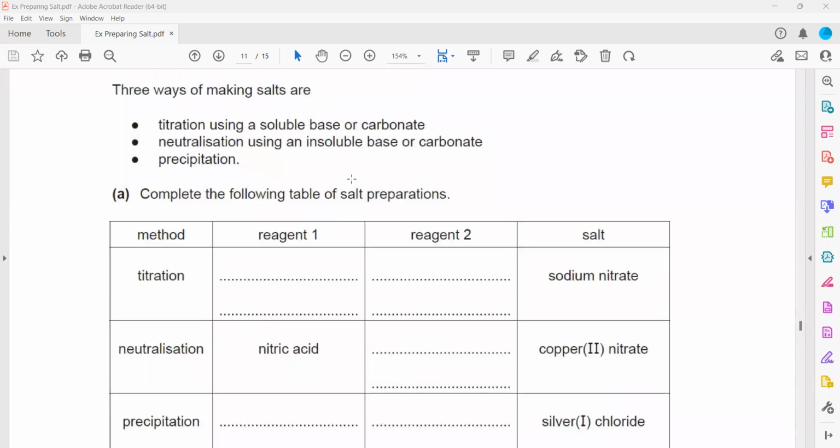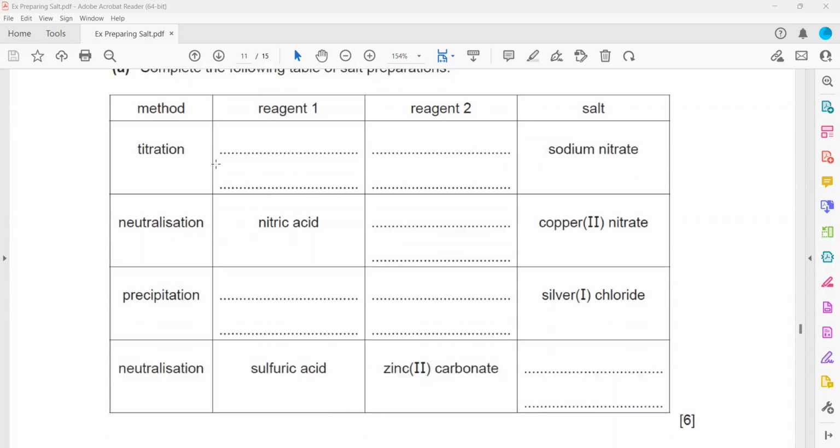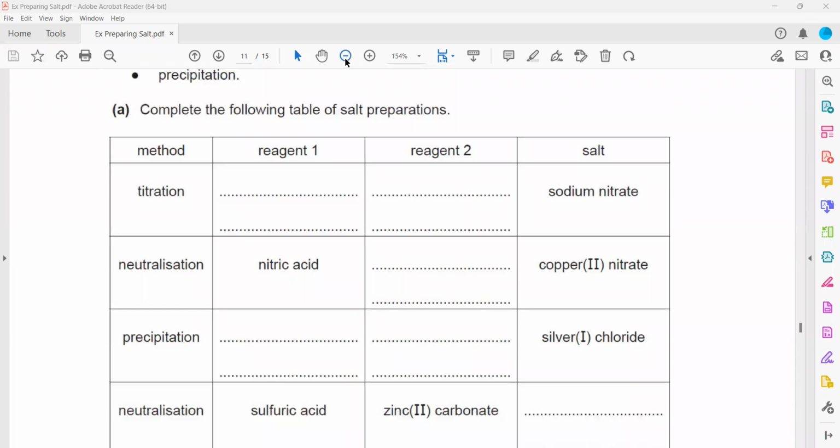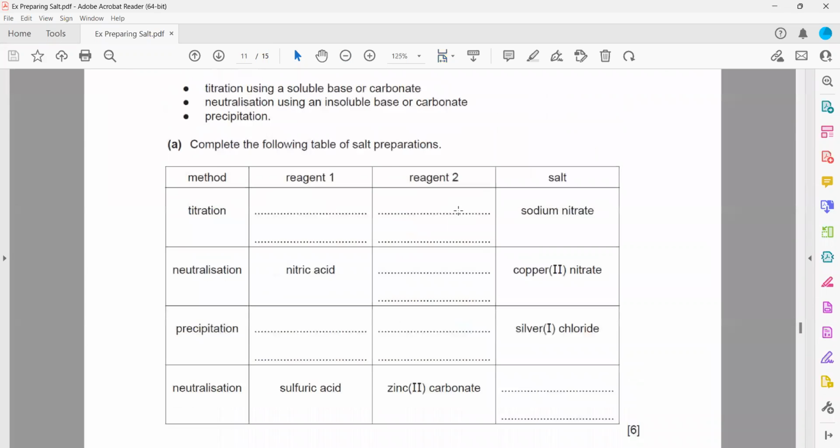Then in question 10, three ways of making salts are there. Titration, which uses the reaction between acid and alkali. Neutralization, in which we use a metal oxide, metal carbonate or even a metal to react with acid to give salt and water. And precipitation is when two soluble salts are mixed together.